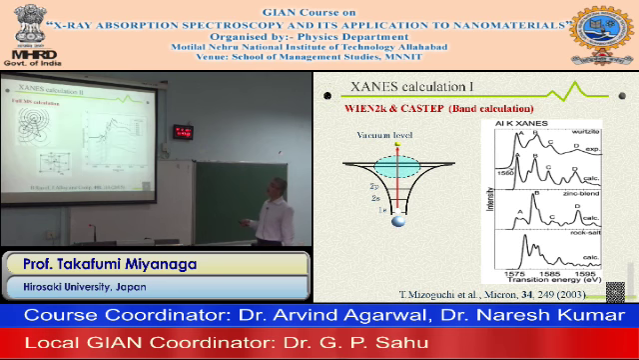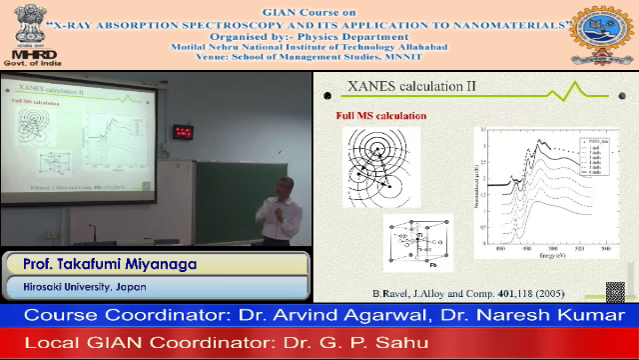The second one is the full multiple scattering. Of course, in the EXAFS region, multiple scattering of three, four, five times is important. But in the case of ZANES, the full multiple scattering calculation is important, with almost infinite scatterings. Not really infinite, but the calculation is very simple for infinite multiple scattering.